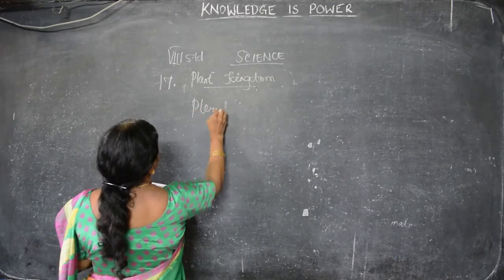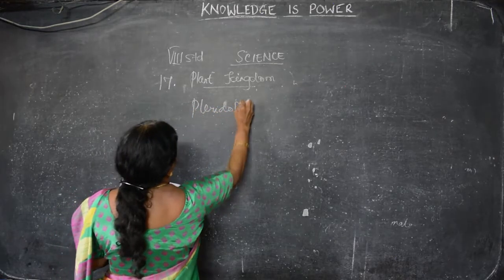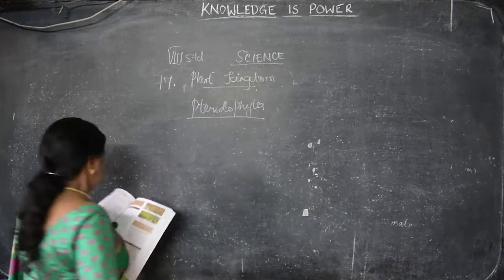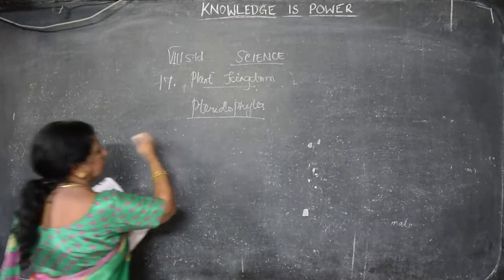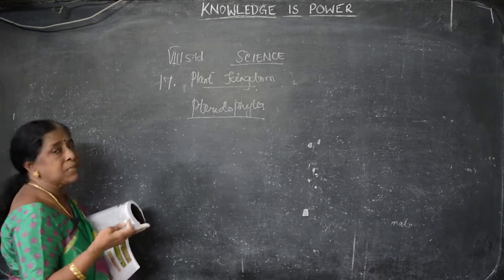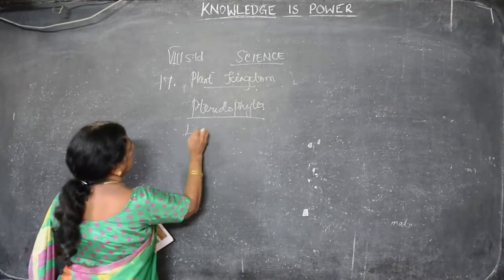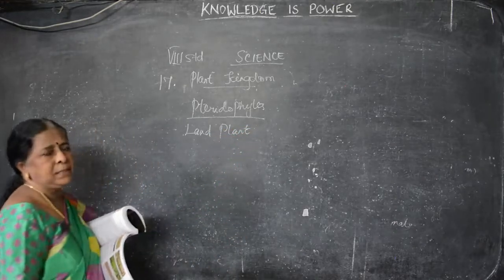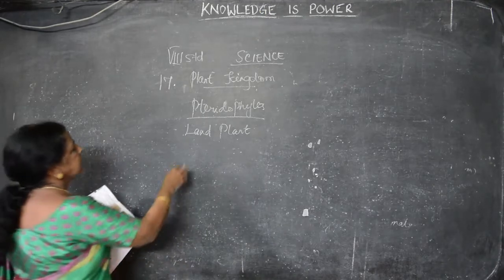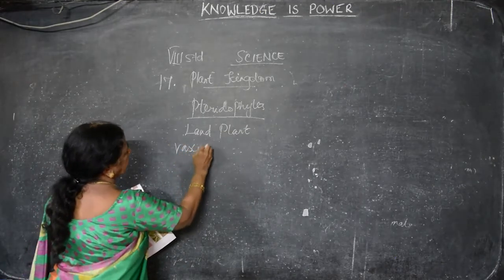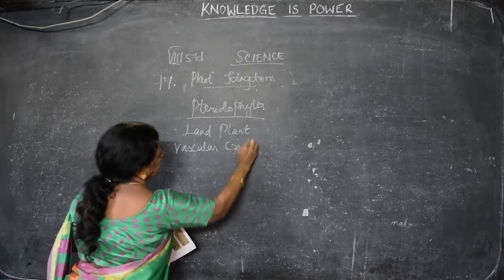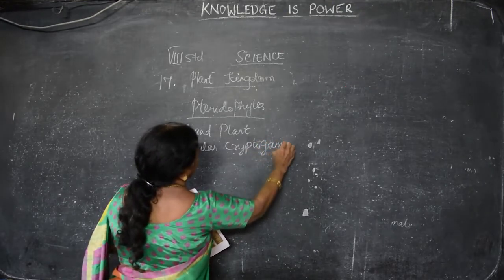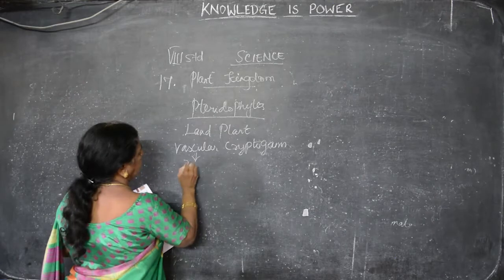Pteridophytes, here P is silent. So we have to say pteridophytes. P is the silent letter. Like we have seen bryophytes, which are amphibious, this is a terrestrial land plant. First we have to see the habitat where it grows. It grows on land. This is vascular cryptogams. That was non-vascular, this is vascular. It has xylem and phloem.